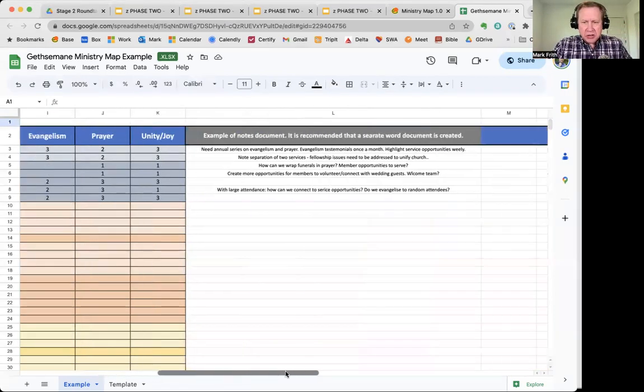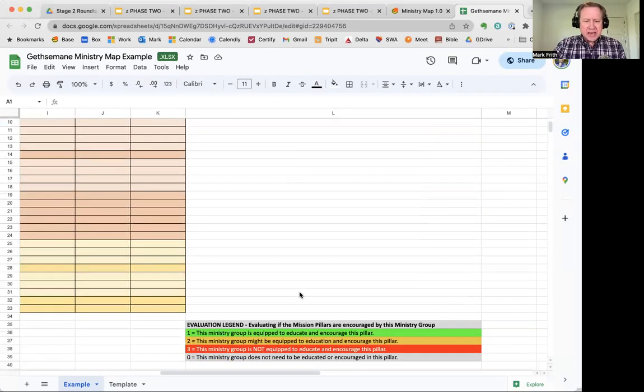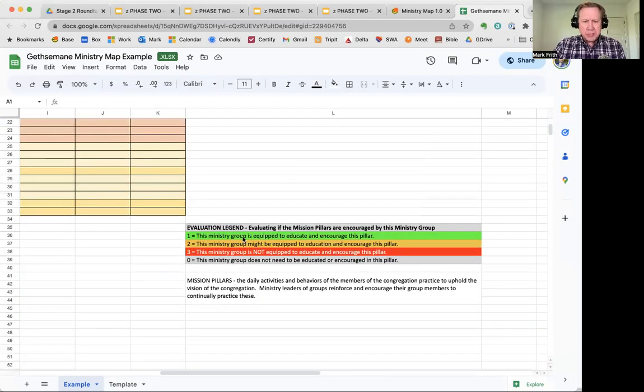And this little side note over here is just as the ministry groups meet about those things, any quick notes about this that they want to make, this is what this column is for. Don't get too far into the weeds. This is all about explaining this. If you scroll down, you see the evaluation legend of the mission pillars.